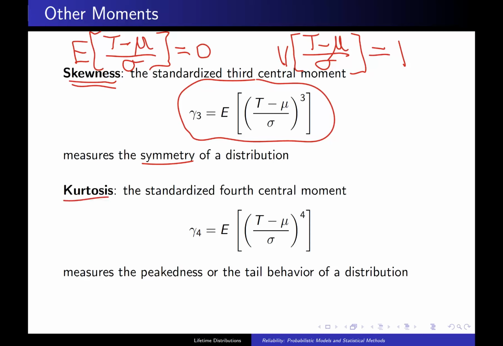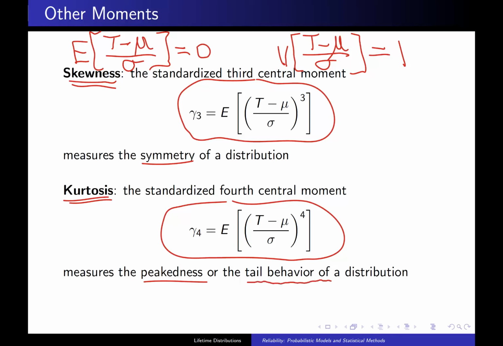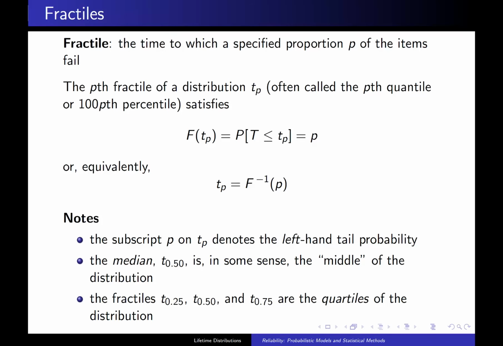And then when you go to the fourth moment, that is the standardized fourth central moment, the kurtosis, which is the expected value of t minus mu over sigma to the fourth power. This one has kind of a fuzzy interpretation. Sometimes it's a measure of the peakedness, and then sometimes it is a measure of the tail behavior of a distribution. Certainly, if you have a distribution with heavier tails, you're going to get a larger kurtosis. So that ends the general discussion on moments.